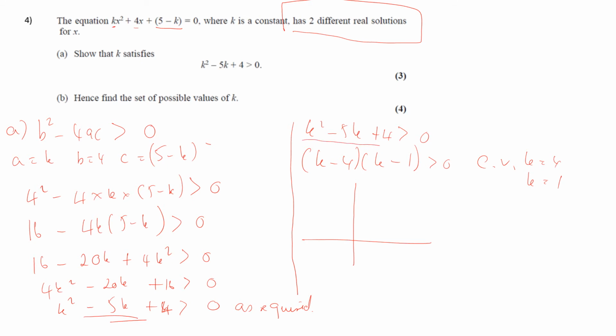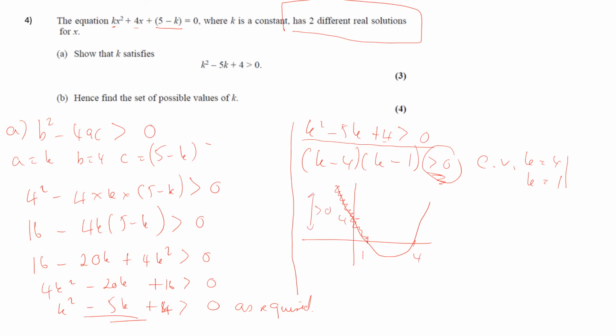Now you really ought to sketch the quadratic graph of this function. It's going to go through 1 and 4, and it's going to go through 4 on the y-axis. This is a curve of y equals k squared minus 5k plus 4. That's 4, this is 1, this is 4. Now you're interested in the bit where the graph is greater than 0. Well, this bit of the graph here is greater than 0.